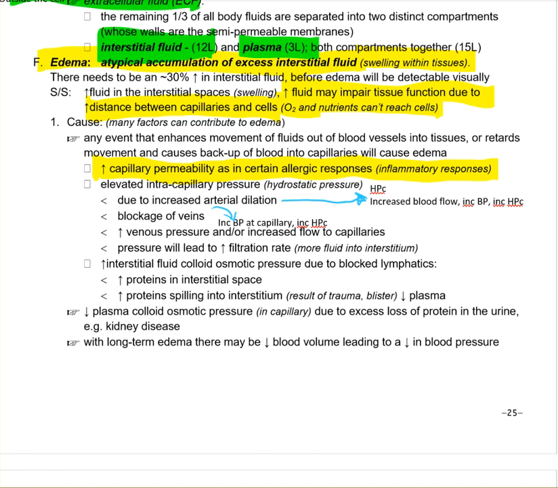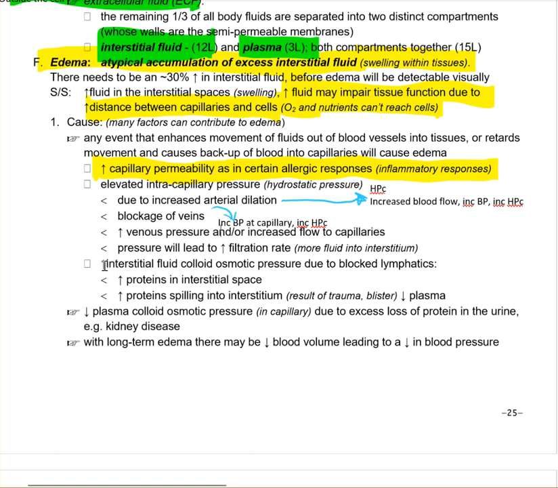All right, and so increased venous pressure or increased flow to capillaries, those are those two things that we just talked about. Pressure will lead to increased filtration rate. More fluid will go to the interstitium. If HPc goes up, that number in the net filtration pressure equation, that's a big number already. Remember, it was like 35. So if it goes up, even more fluid is going to push out of the vessels, out of the capillaries.